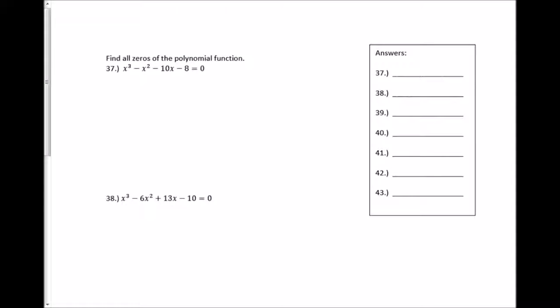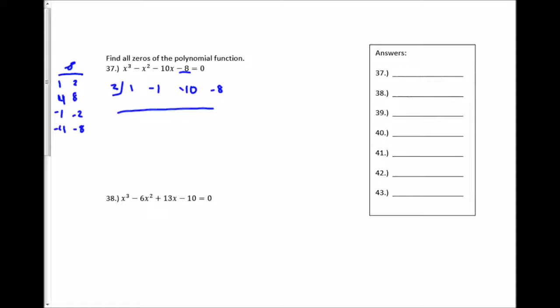Looking at this next one, it's the same thing we just did, except this time we're not given one to start. You have to do a little bit of guess and check. So I'm going to look at values, factors of negative 8, like 1, 2, 4, 8, and the negative versions of those. And I just take a guess. Maybe I'll guess something like a 2. And I write down the 1, the negative 1, the negative 10, and the negative 8.